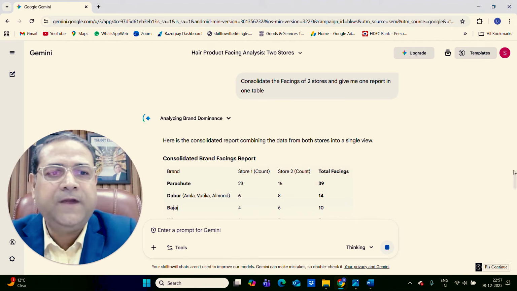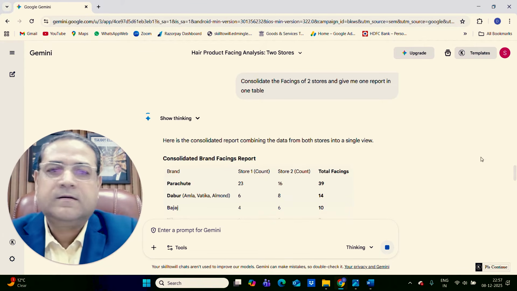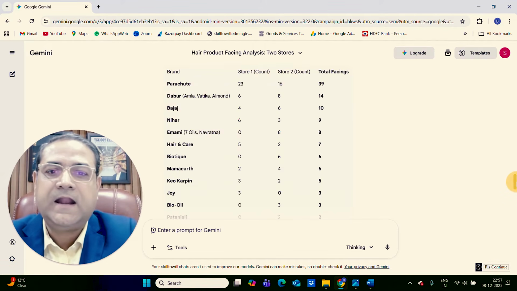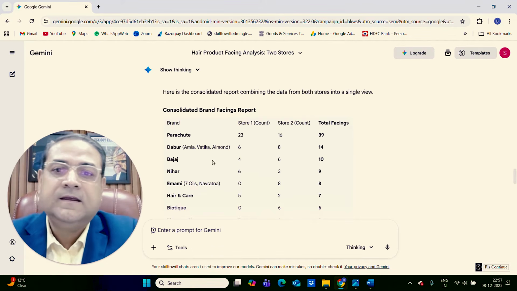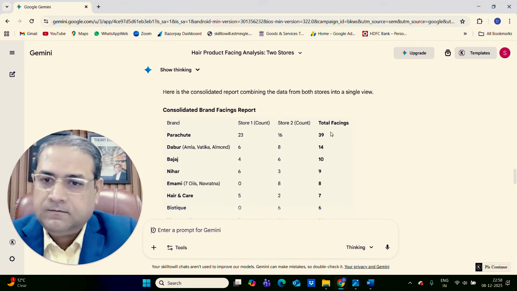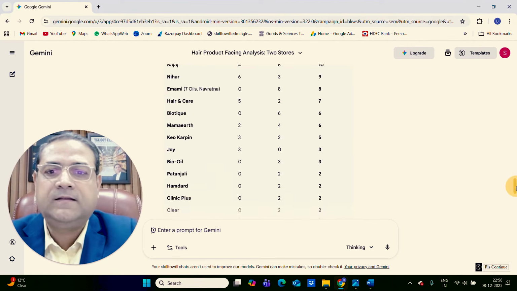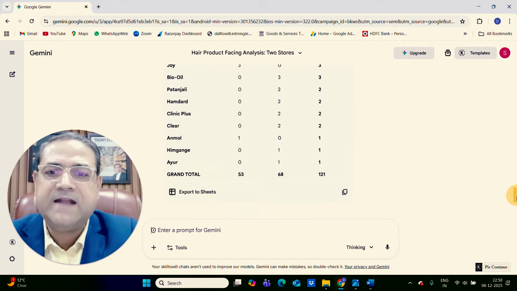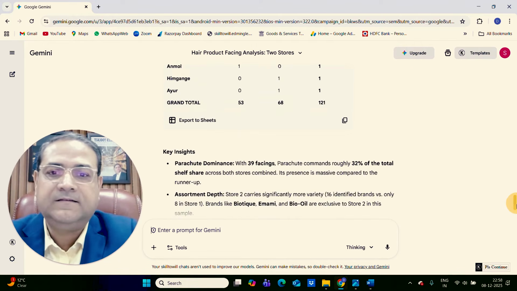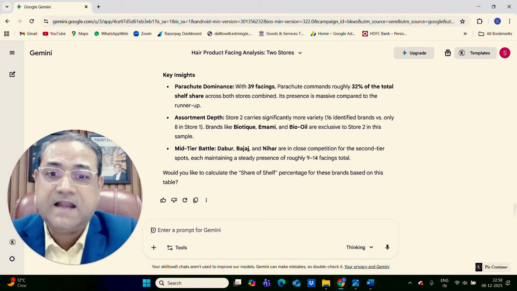Yes, now it comes up with more accurate, more detailed and more analytical information. Parachute, store 1, the count of number of facings is 23, store 2 is 16, total 39. Dabur 14, both the stores put together 14. Like this, it has given all the brands and their total number of facings. It has also given some analysis.